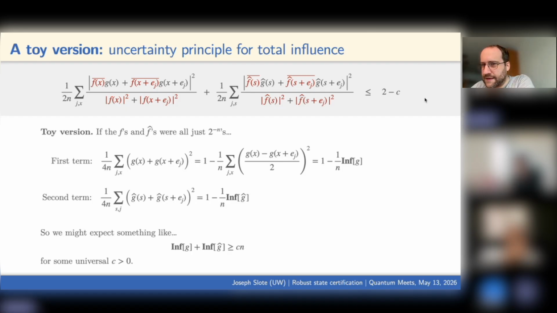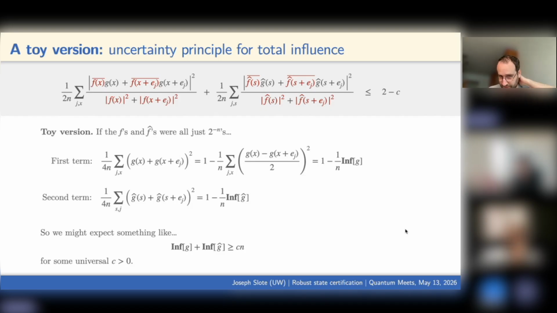And in this fantasy land, if we still expect an uncertainty principle to hold, we would want a lower bound, right? Because we're writing these as 1 minus stuff. So we might expect an uncertainty principle like: for any Boolean function g, the total influence of g plus the total influence of g hat is lower bounded by a constant fraction of n. It's a very simple statement, right? Because it's just about Boolean functions, by which I mean functions on the hypercube. They don't have to be Boolean valued.